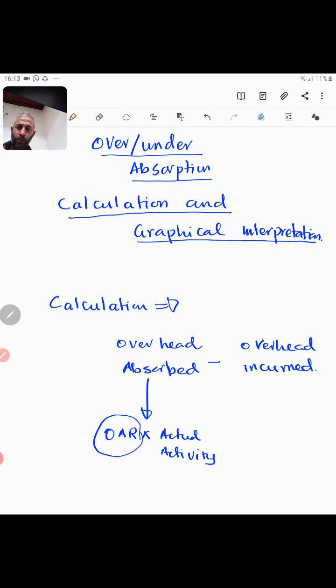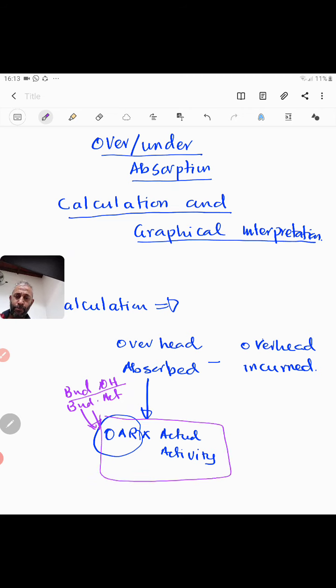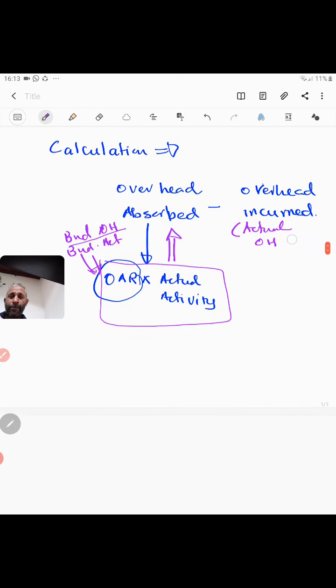You find out the overhead absorption rate. The overhead absorption rate can be calculated how? The overhead absorption rate is budgeted overhead divided by budgeted activity. So that will give you the overhead absorption rate, and then when you multiply the overhead absorption rate by actual activity, that will give you overhead absorbed. And overhead incurred is otherwise actual overhead.